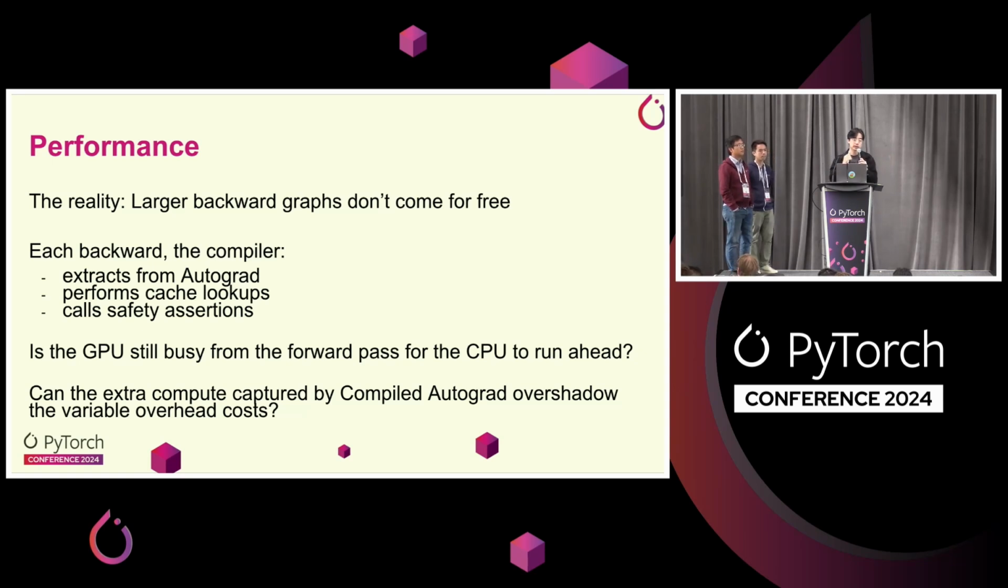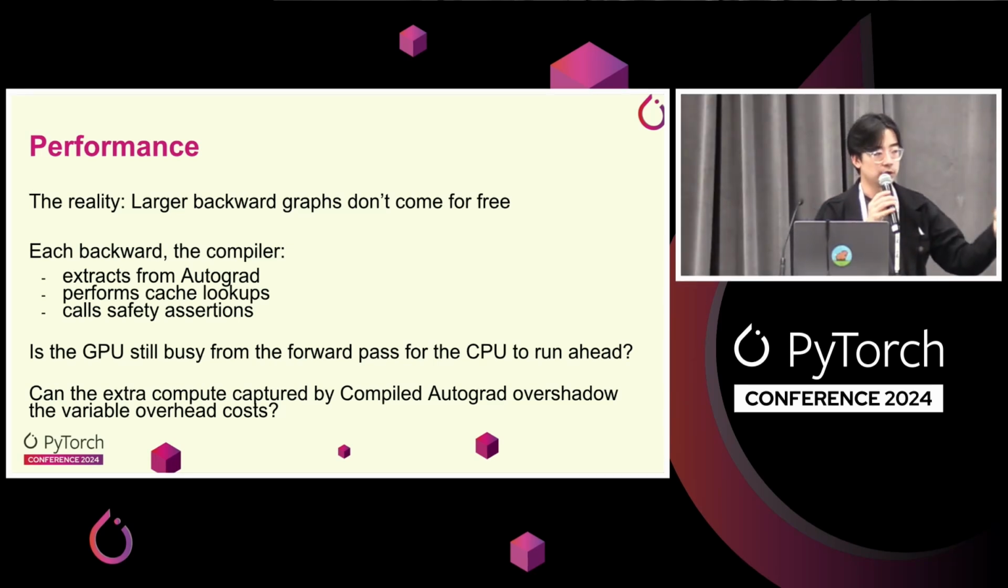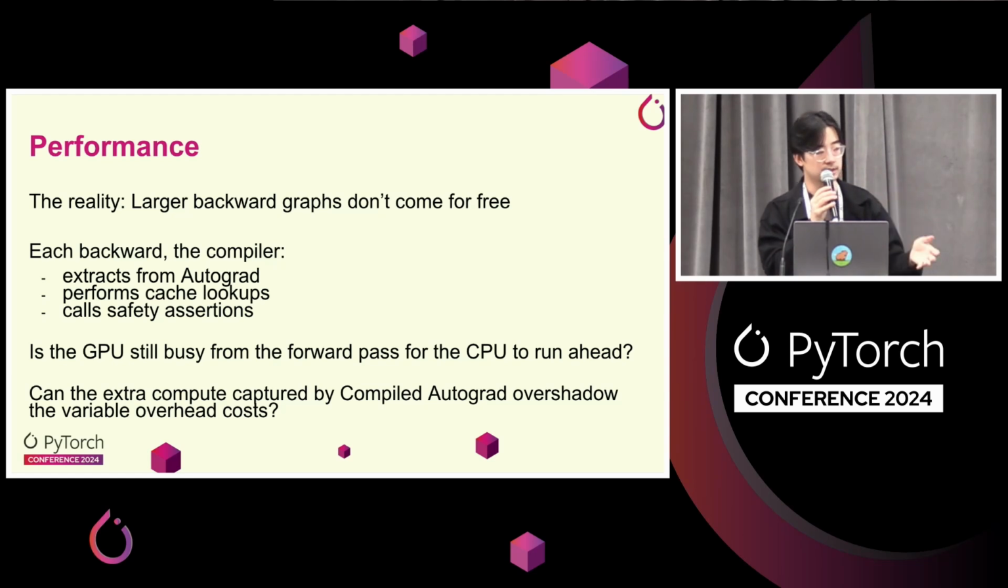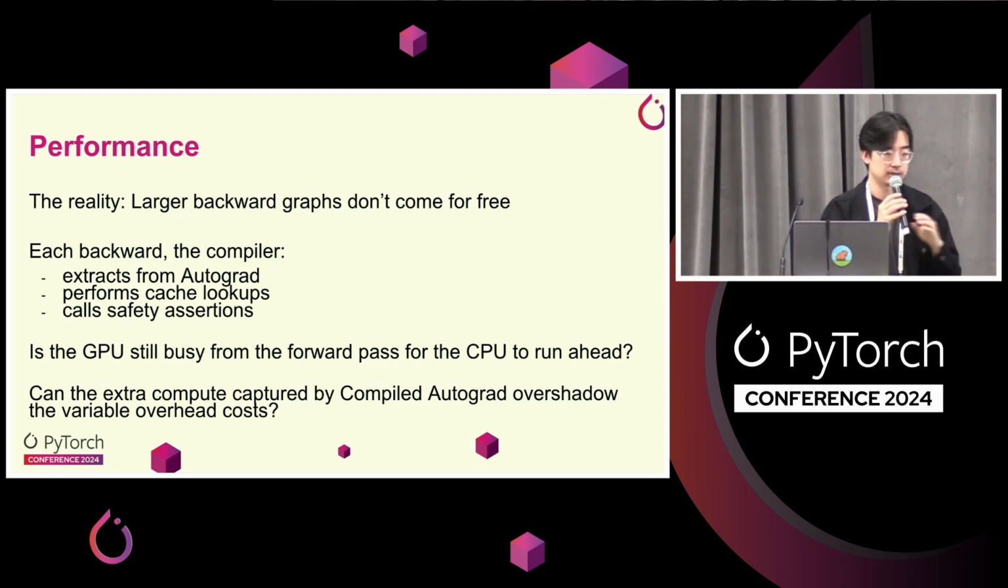So when it comes to asking whether this would actually improve performance, you have to ask yourself a few questions. First is whether, at the end of the forward pass, the GPU is still busy. Does it have leftover compute that you can hide this overhead behind? The other one is, if your model did have a lot of hooks and other eager compute, can the compiler make use of this extra compute in a way that overshadows the overhead costs?